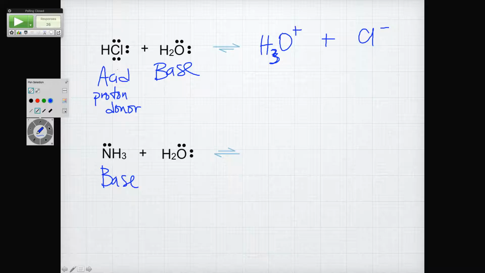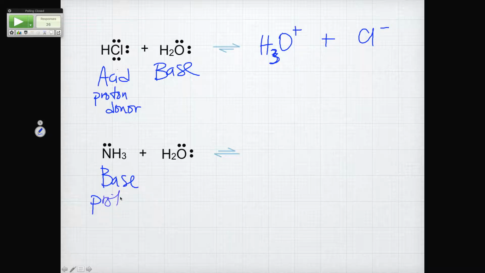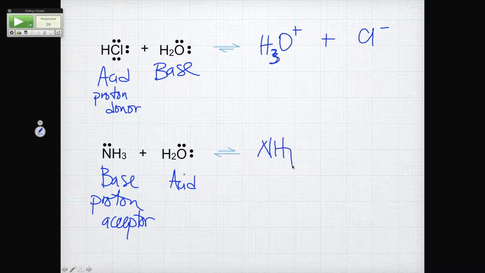All right, so I've got ammonia plus water. So our base is going to be a proton what? Donor or acceptor? A proton acceptor, okay? Where is it getting the proton from? Water is functioning as an acid, right? I was trying not to give you the end clue. All right, because it was such a tricky question. All right, so what am I going to get on the other side now? NH4 plus. Okay. OH minus.